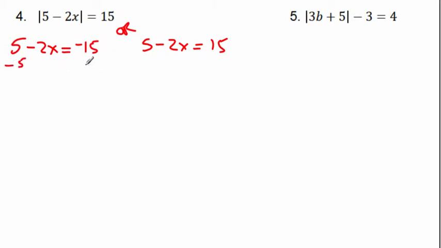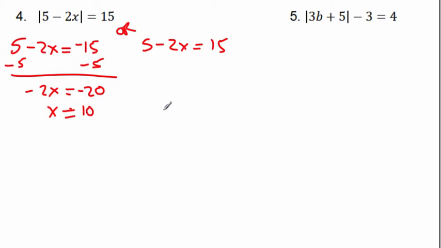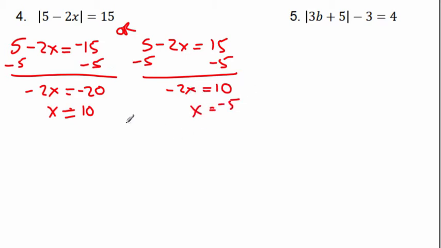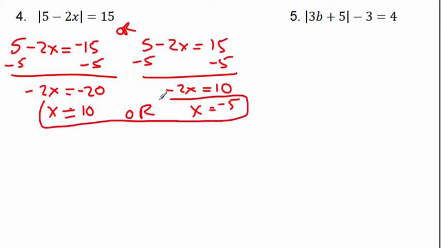I'm going to subtract 5 from each side. Negative 2x equals negative 20. If I divide by negative 2, x will equal positive 10 there. How about on the right? I subtract 5 from each side. I get negative 2x equals positive 10. Then we divide each side by negative 2, and we get x equals negative 5. So our answer for number 4 is x equals 10 or x equals negative 5. Easy enough. Let's go on.